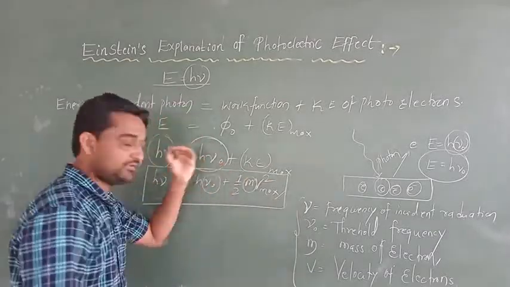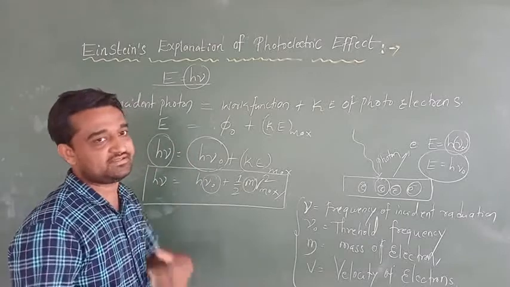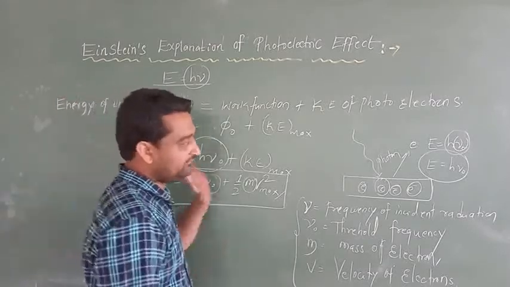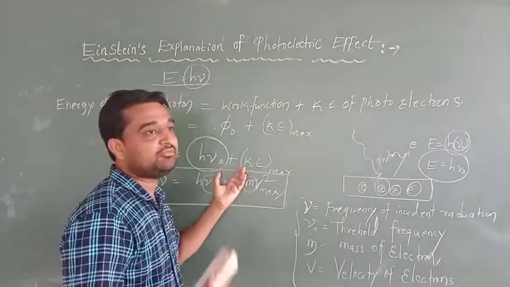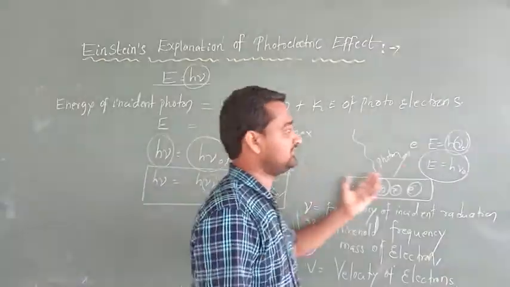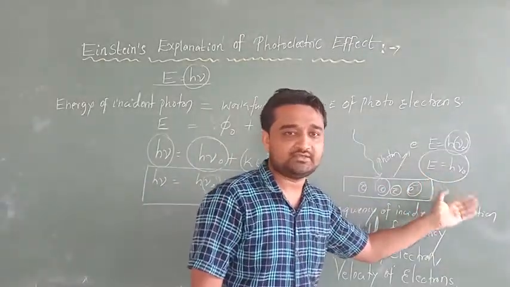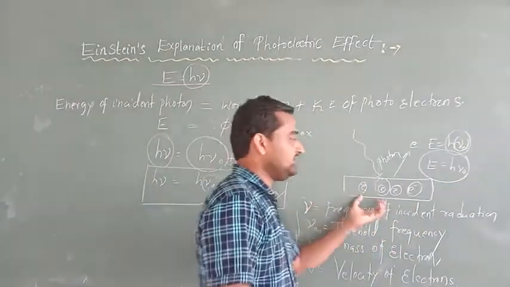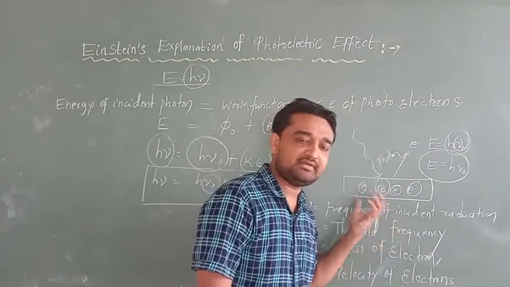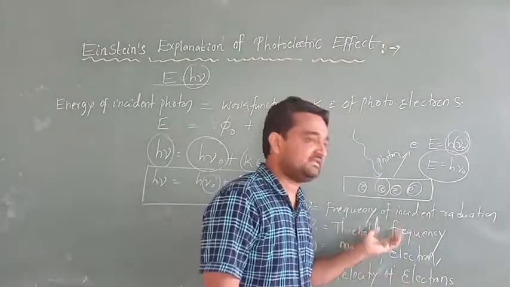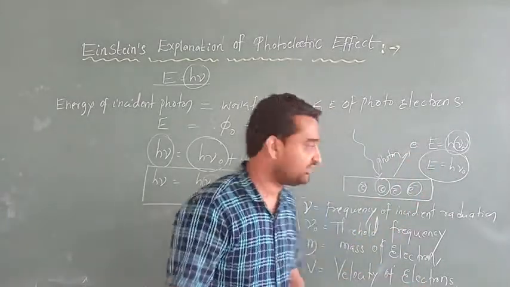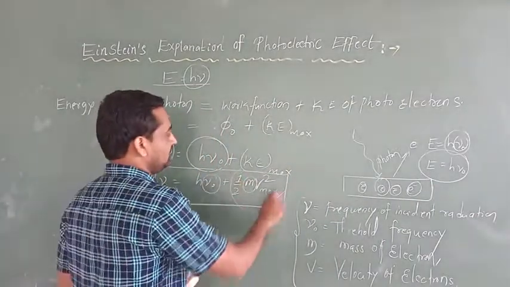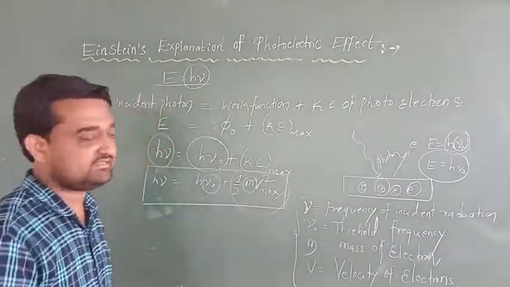If energy less than the work function is incident, the electron is not liberated; the energy must be greater than this. After that, the remaining amount of energy will be equal to the kinetic energy of the electron. The extra energy that is incident becomes the kinetic energy of the electron. Then when it has the kinetic energy, it moves with the velocity v, with kinetic energy half mv square. This is the maximum kinetic energy of the liberated electron.